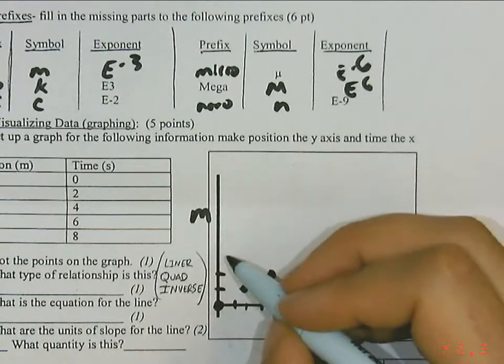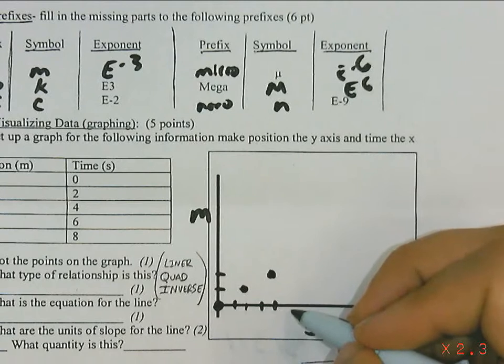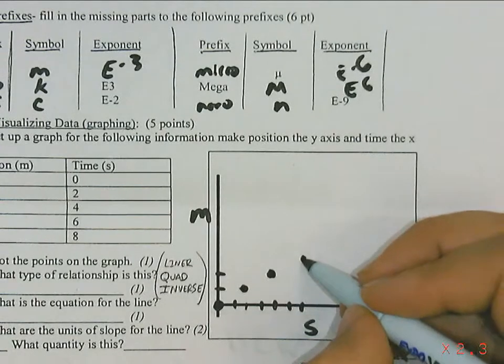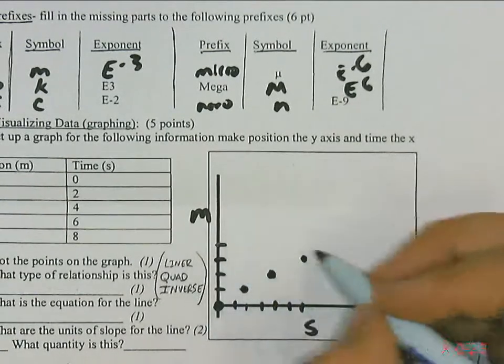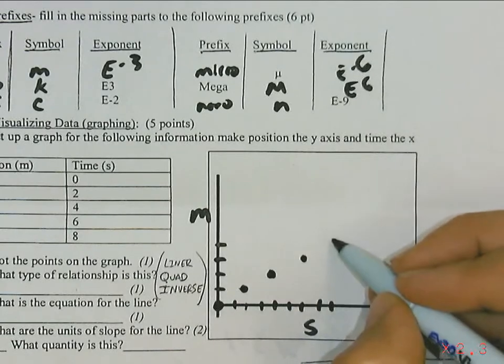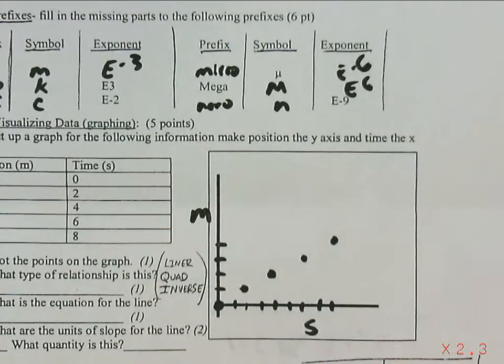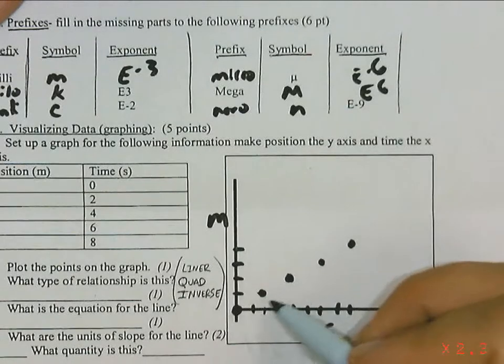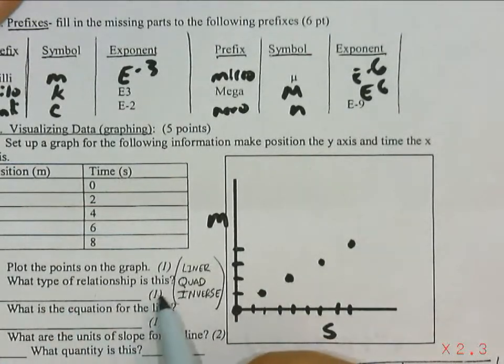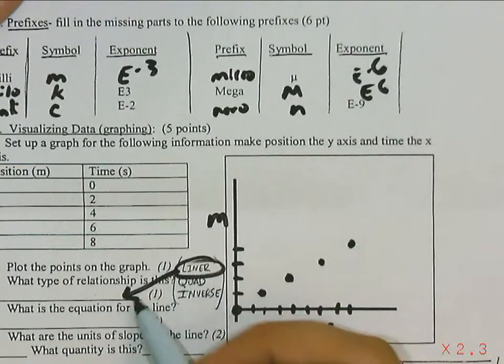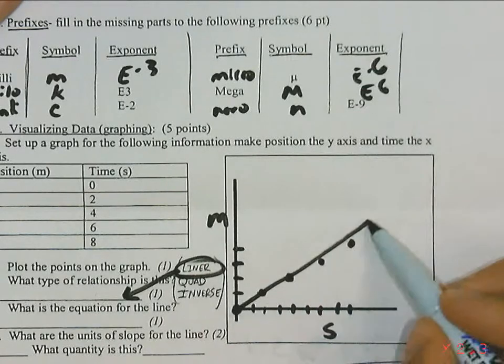We continue our plot. And then we have 6 and 3. And then we have 4 and 8. So you can see how we plot our data. We would say that this relationship would be linear. And then we want to draw a line of best fit.